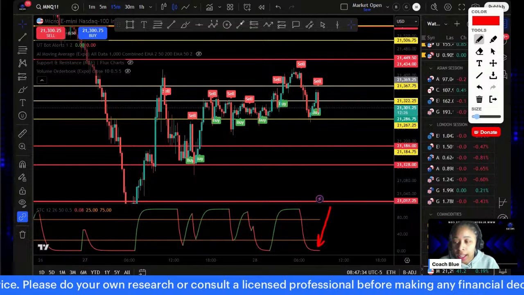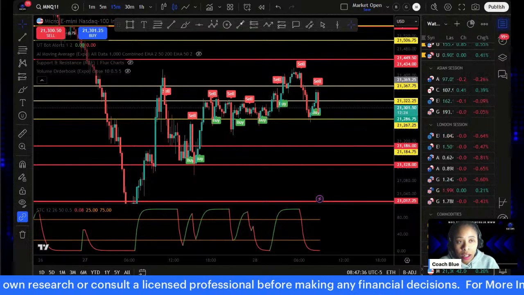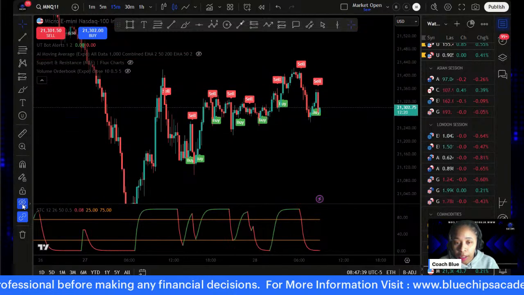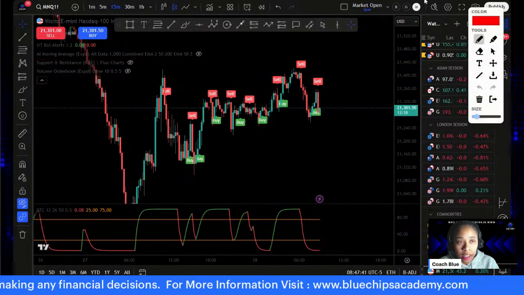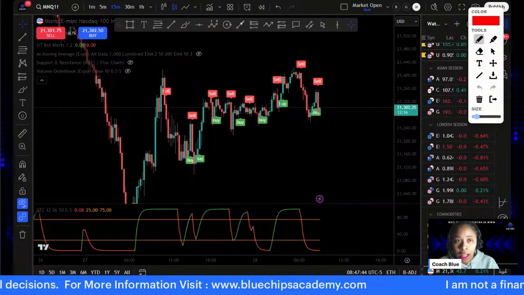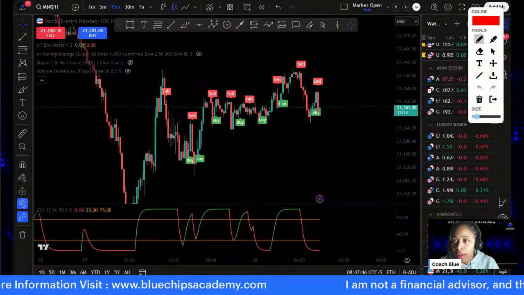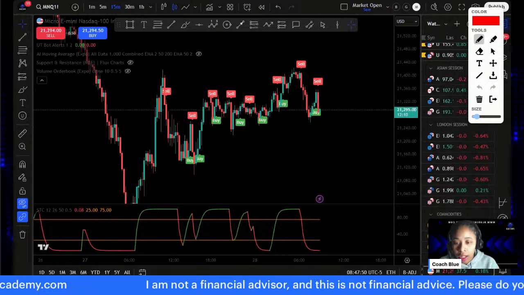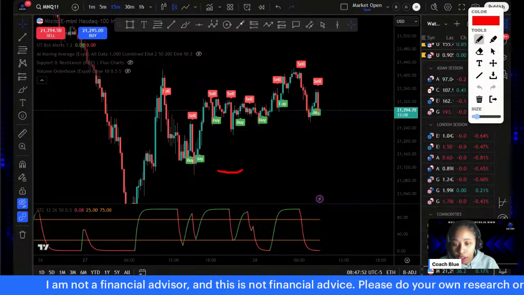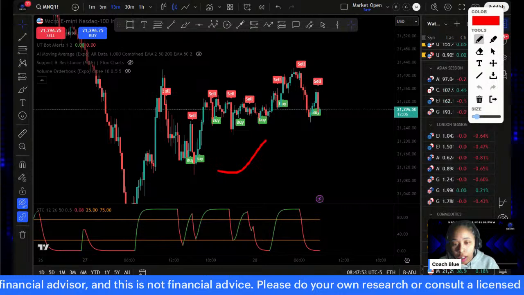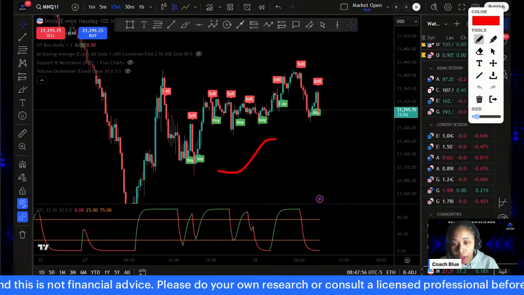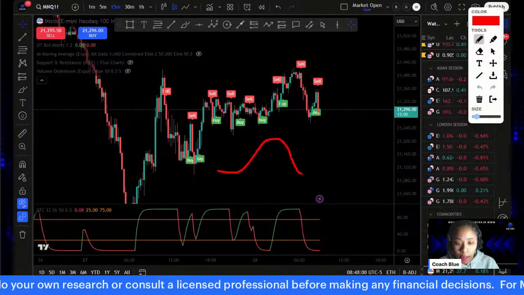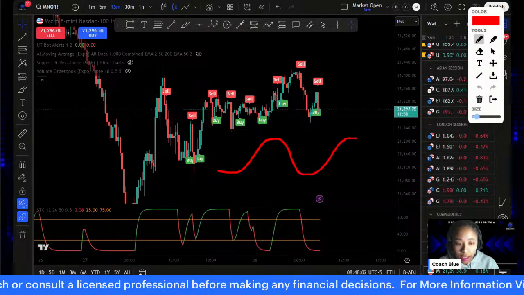When we're looking at the STC, I always use the analogy of a roller coaster. So I'm going to take off my levels for 1 second so you can see a clean chart here. I always like to look at it from a sense of a roller coaster. If you're at the bottom of a roller coaster, you're expecting the roller coaster to go up. When you're at the top of a roller coaster, you're expecting the roller coaster to go down. And you just kind of get this movement here.